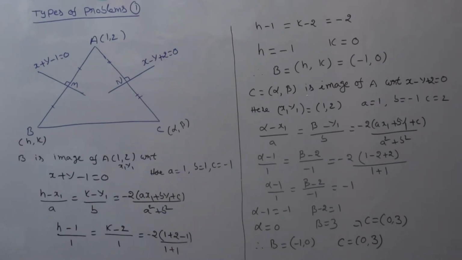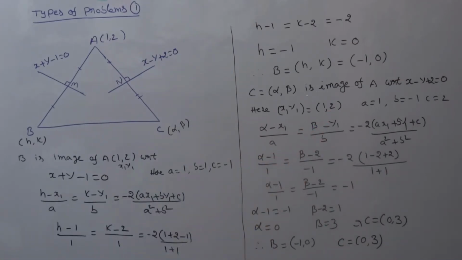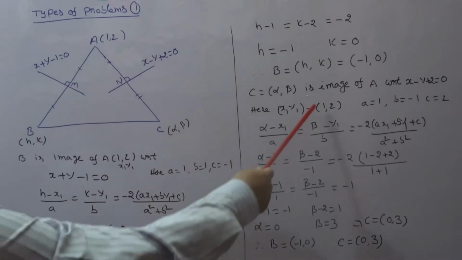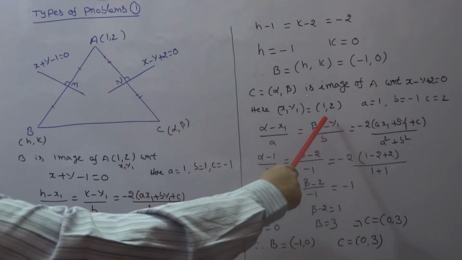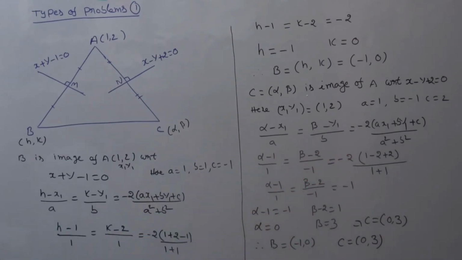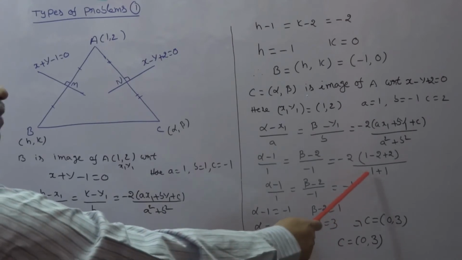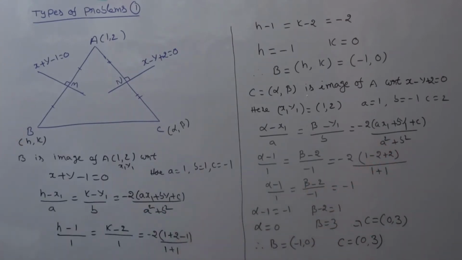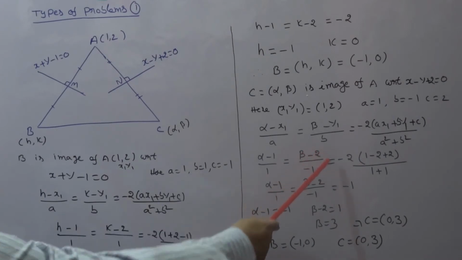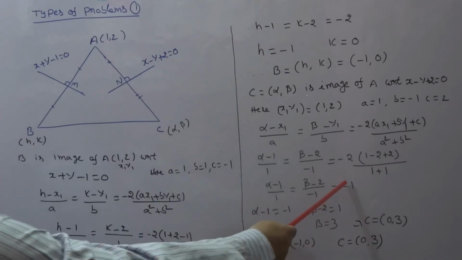Again using the image formula, (alpha - x1)/a = (beta - y1)/b = -2(ax1 + by1 + c)/(a² + b²). So (alpha - 1)/1 = (beta - 2)/(-1) = -2(1·1 - 1·2 + 2)/(1² + 1²). Here the 2 gets cancelled, and that is equal to -1.